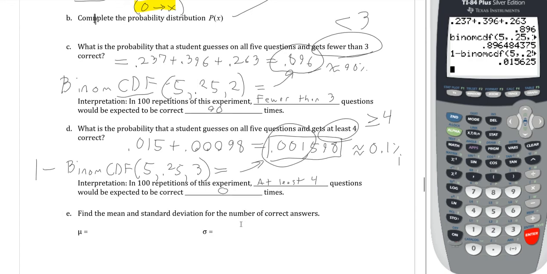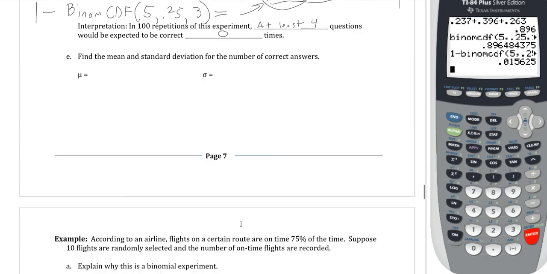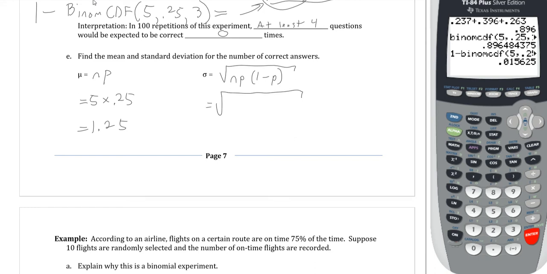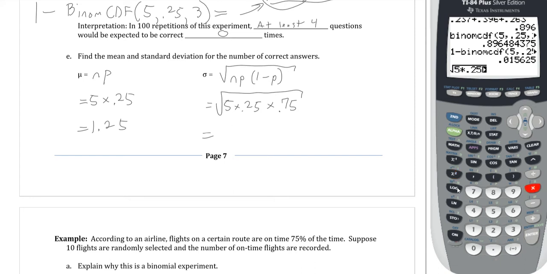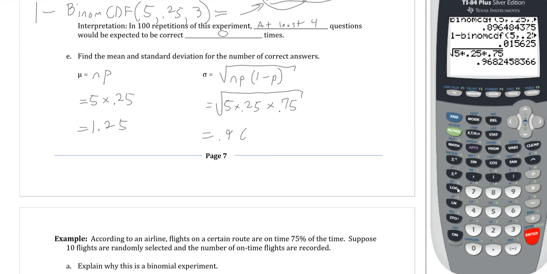And lastly, we can find the mean and standard deviation. Now, the mean and standard deviation, we have the formulas for, and the formulas are nice and easy. The formula is np, and for standard deviation, it's the square root of np(1 minus p). If you do np here, that's 5 times the probability of success of 0.25, and 5 times 0.25 gives you 1.25. For the standard deviation, that gives you the square root of 5 times 0.25 times the complement, which is 0.75, or times 1 minus 0.25, and that gives you 0.968.